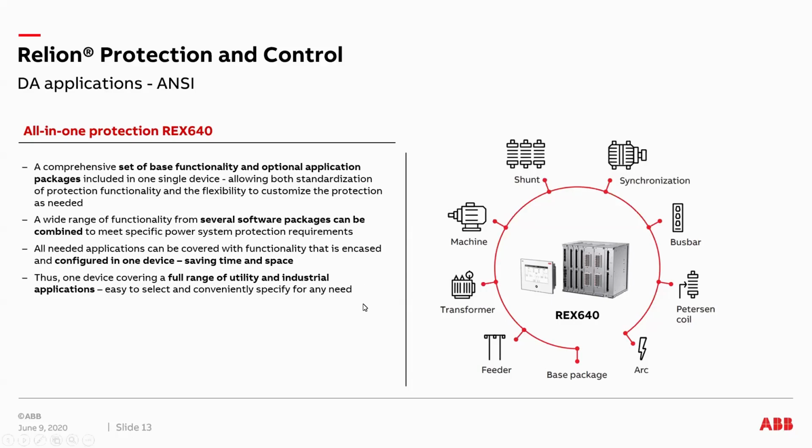Several application packages can be combined to meet specific power system protection requirements. All these applications can be covered with functionality in one device, which means you save time and space configuring different devices. It covers a full range of utility and industrial applications, and it is easy to select and conveniently specify for any need. So this is the concept of REX 640.